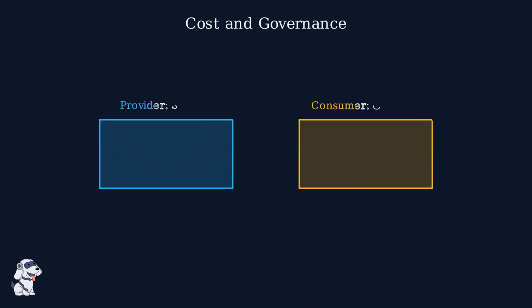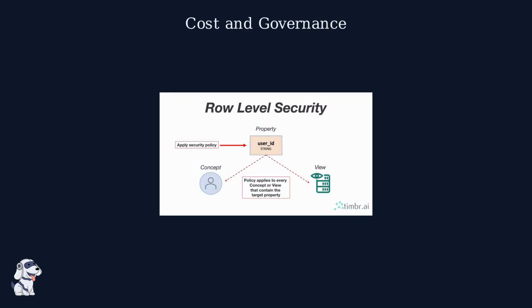In Snowflake data sharing, the cost model is fair and simple. The provider pays for the storage of the shared data, while the consumer covers the compute costs generated when they query that data. Security is handled by Snowflake Horizon. It enforces policies like dynamic data masking and row-level security, ensuring that governance travels with the data wherever it goes.